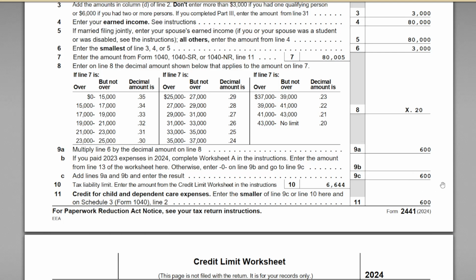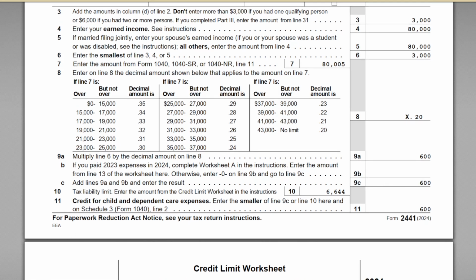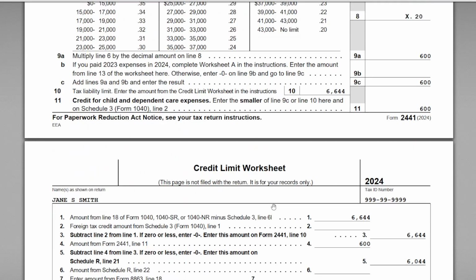Now that we figured the credit, we have to apply the tax liability limit that might further reduce this amount. Because remember, this credit is a non-refundable credit. So you need to have tax liability in order to be able to claim the credit. And if your tax liability is less than the credit, you can reduce it dollar for dollar, but any excess is lost because it's not a refundable tax credit. So let's have a look at the credit limit worksheet.